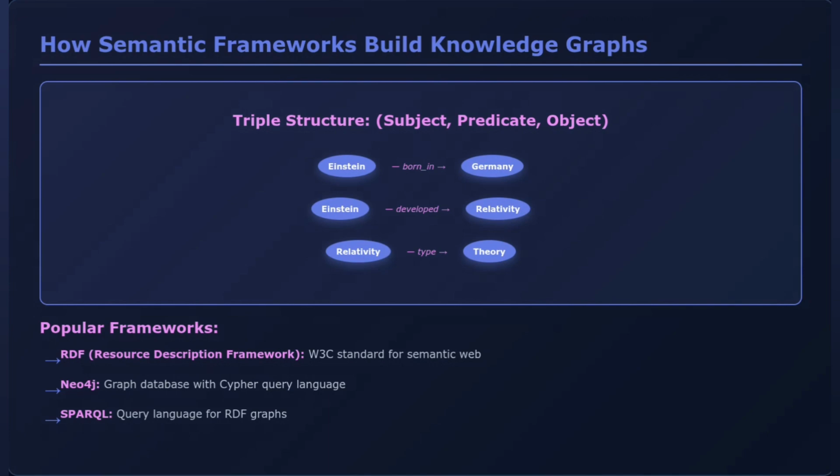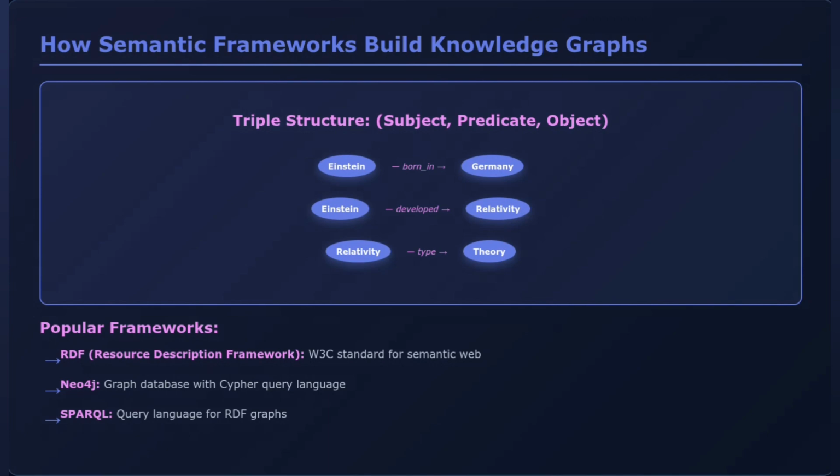When we connect multiple triples, we get a graph. Einstein was born in Germany, Einstein developed relativity, and relativity is a type of theory. See how these connections build a web of knowledge? Now, to actually build this, we use semantic frameworks. Let me introduce you to the big 3.